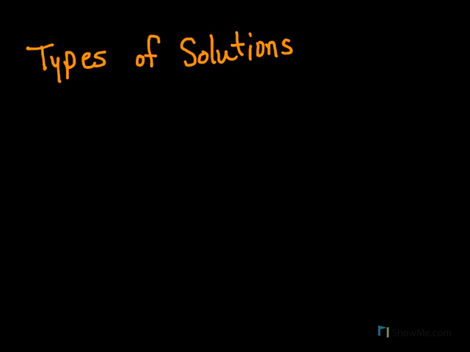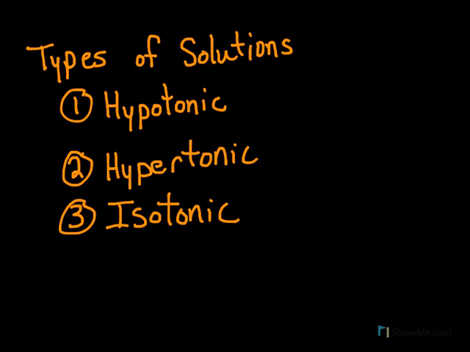Okay, so when it comes to cells, we need to talk about a couple of different types of solutions that a cell can be placed into. And I want to stress that these are the solutions that the cell is placed into. So that's where they get their name from. So what do they look like, and what are they? So the three types of solutions that a cell can be placed into are hypotonic, hypertonic, and isotonic. And we're going to look at all three.